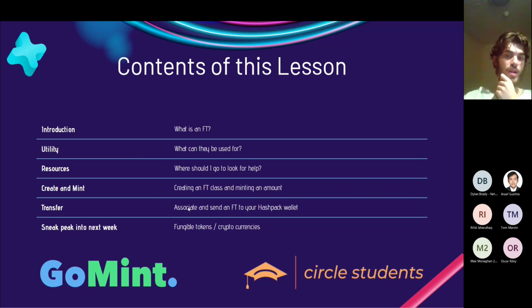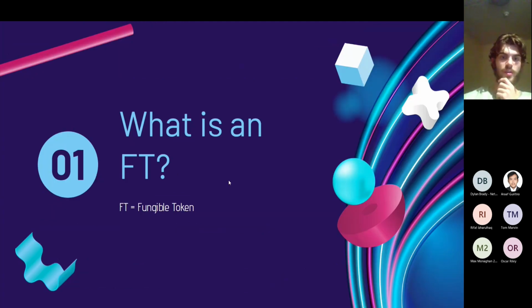Then we'll transfer it, so we need to associate it to the account, send it to that account, and then after that, a sneak peek into next week. Next week we'll be covering atomic transactions and building complex transactions, rather than just sending one thing to someone else, actually building a transaction which is exchanging 2 or 3 or 4 different things. So, what is a fungible token?